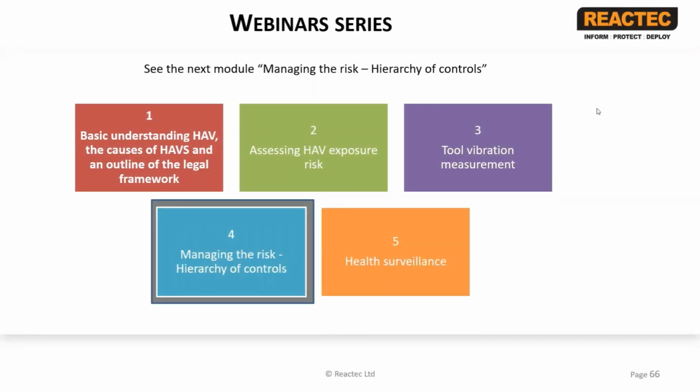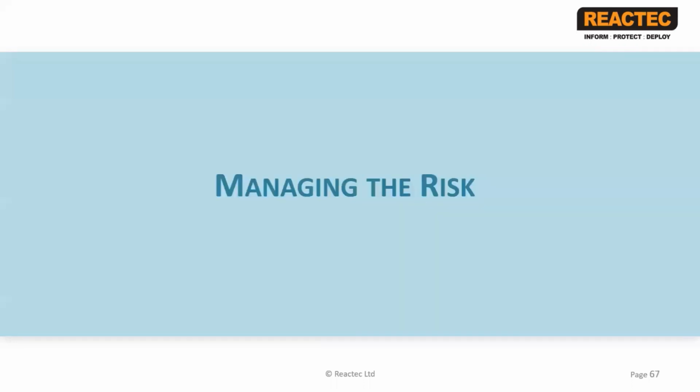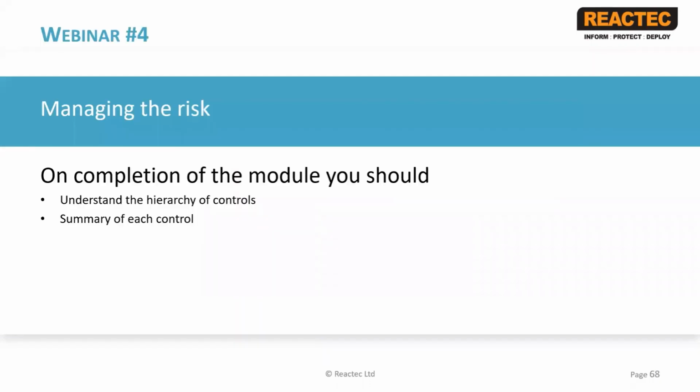The following webinar is the fourth in a series of 5 covering the topic of managing exposure to hand-arm vibration. In this fourth section, we will look at the hierarchy of controls and how to manage the risk using the hierarchy of controls, specifically for hand-arm vibration risk. On completion of this module, there should be a solid understanding of the hierarchy of controls as applied to hand-arm vibration, and an understanding of what type of action could be applied in terms of that hierarchy of controls.